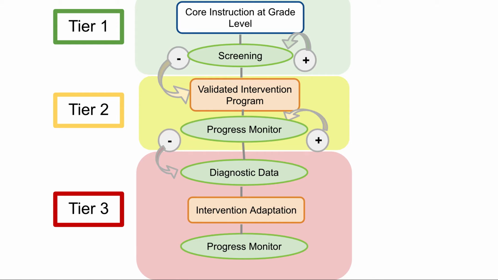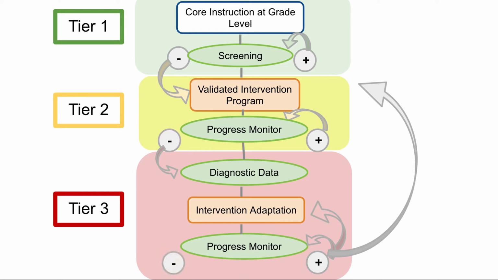Once again, we may find it is working and should continue. We aim for the student to make enough progress that they can be supported back in Tier 1. For some students, however, the data will tell us that the plan is not adequately effective. This will return us to the process of gathering more information to inform changes to the plan.